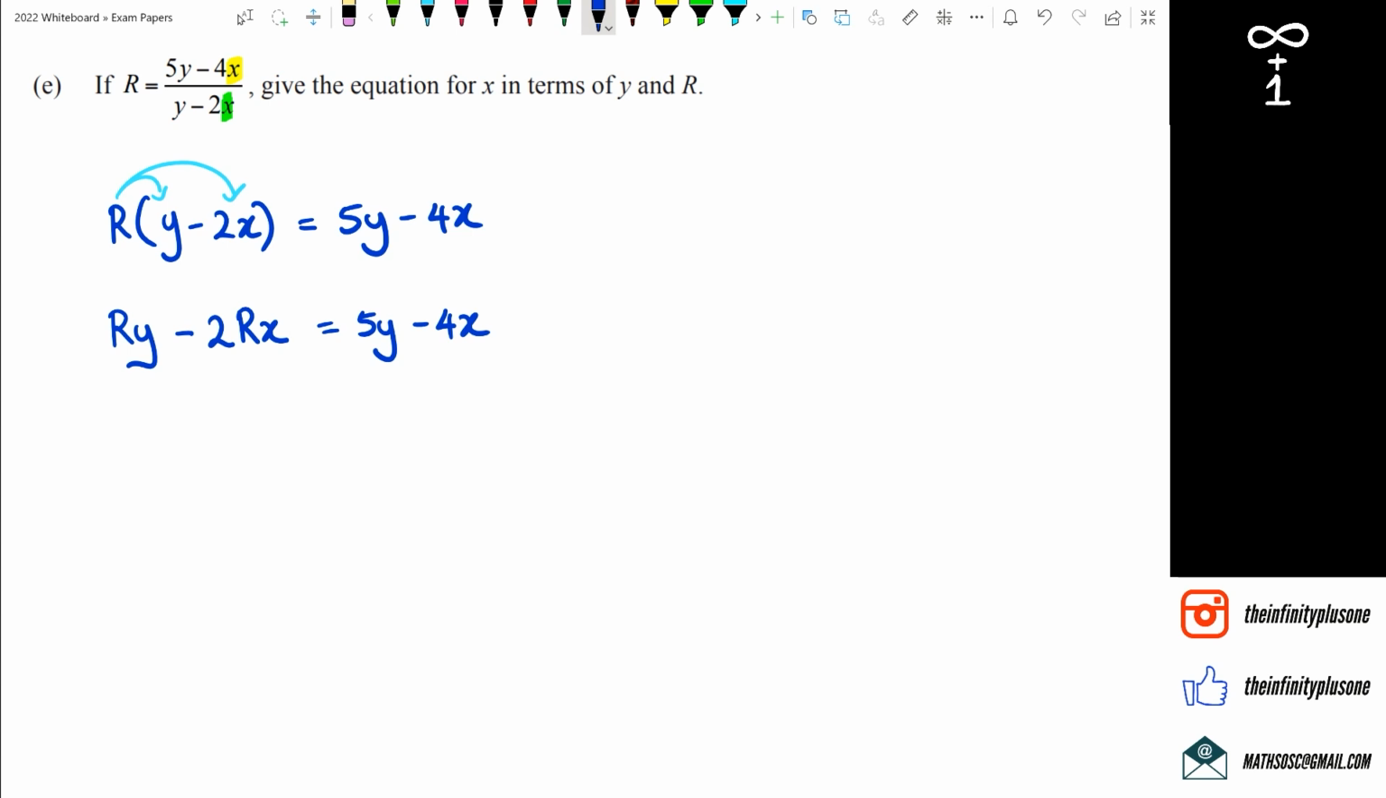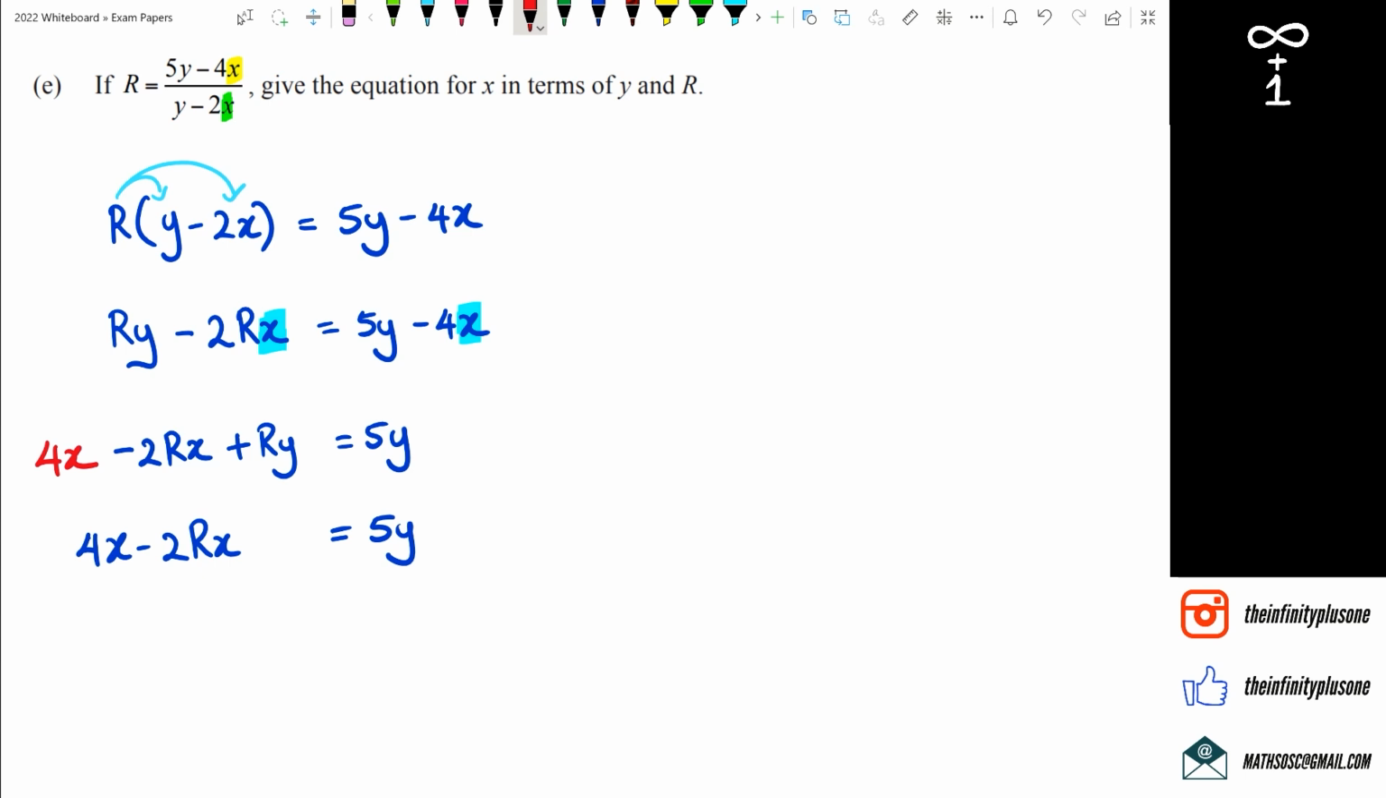Now, obviously, I want to be able to bring all the x's together. I'm going to move the negative 4x to the left-hand side, so it becomes a positive 4x. And I've still got the minus 2rx here, plus ry equals 5y. Now, I know I could have taken that ry straight away. I'm just taking it a bit slow here, guys. So I've got 4x minus 2rx equals 5y. Now I'm going to bring that ry to the right-hand side. It's going to become minus ry.